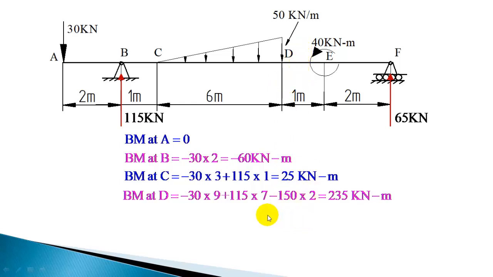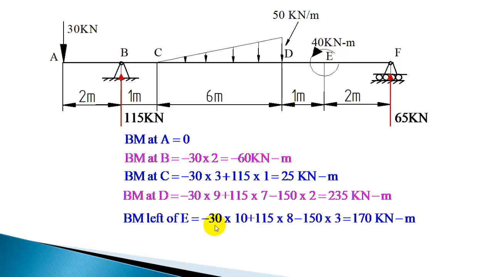So the bending moment left of E is minus 30 into 10, instead of 9 you have 10, plus 115 into 8 meter, instead of 7 you have 8, and minus 150 into 2 plus 1, that is 3, as we have increased it by 1. This will give 170 kilonewton meter as the bending moment left of E.